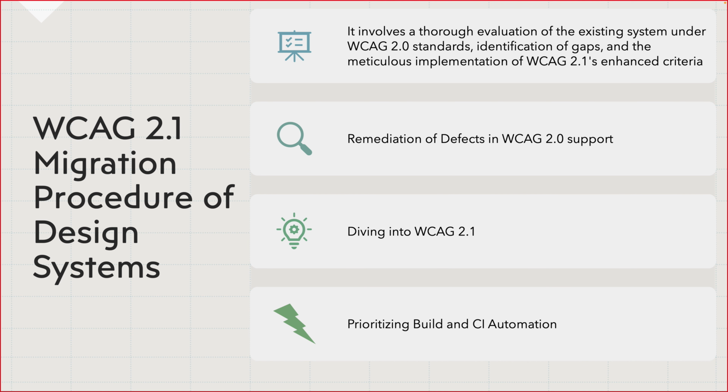Now, this slide speaks to the migration procedure. There are four steps to it, or you can say four layers to it, however you see it. The first step is, if you have a web application, to do a thorough evaluation of the existing design system for that web application to check for WCAG 2.0 standards. Are they compliant with WCAG 2.0 standards? The AA guideline. What kind of criteria is it already satisfying? What kind of criteria is it not satisfying? What are the gaps actually? And so you do a meticulous understanding and implementation of WCAG 2.1 enhanced criteria.